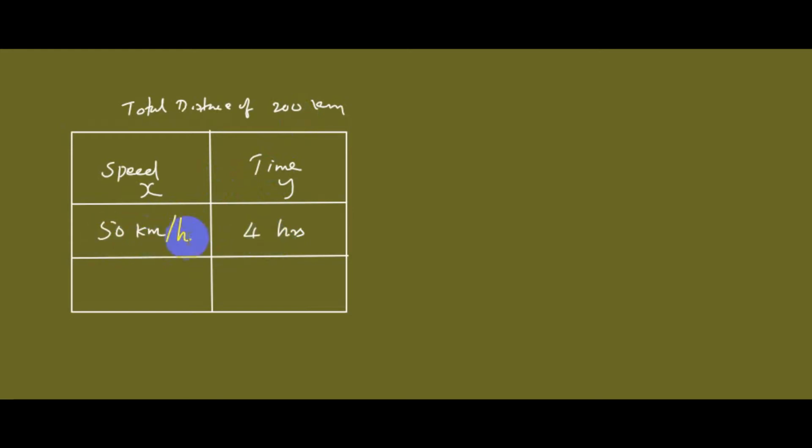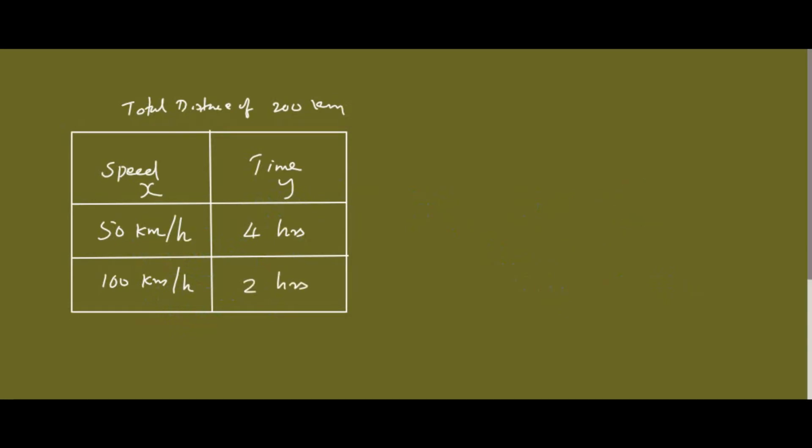Now, instead of 50 kilometers per hour, if the vehicle travels at 100 kilometers per hour, that means the speed doubled. And so to cover 200 kilometers, it requires only 2 hours. Initially, at 50 kilometers per hour it needed 4 hours, but now it requires only 2 hours.